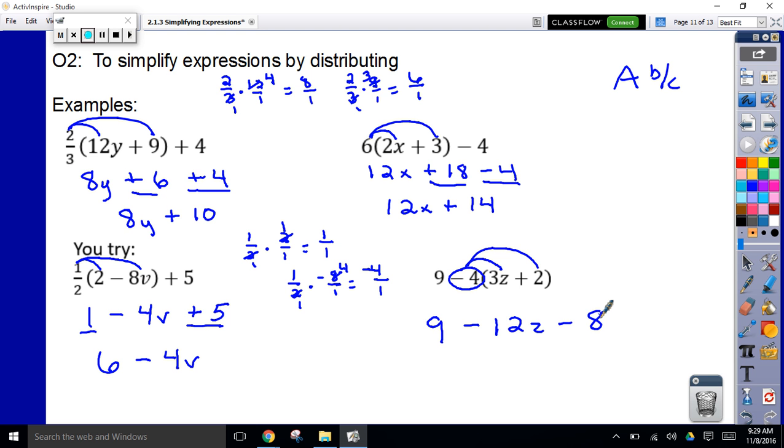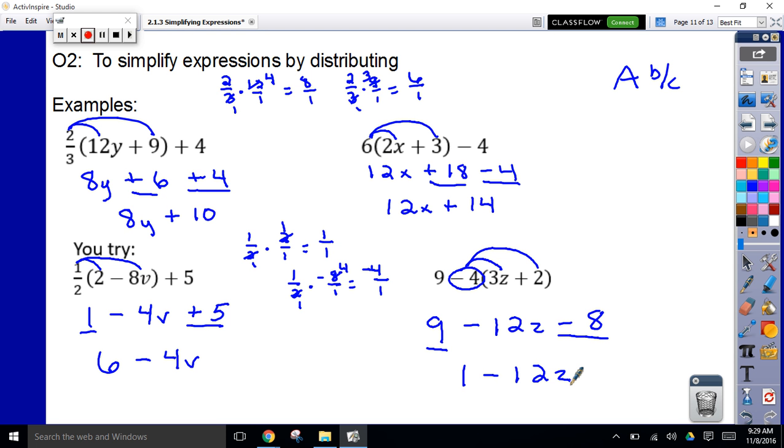Now we're going to combine like terms. We have 9 minus 8. 9 minus 8 is 1, minus 12z.